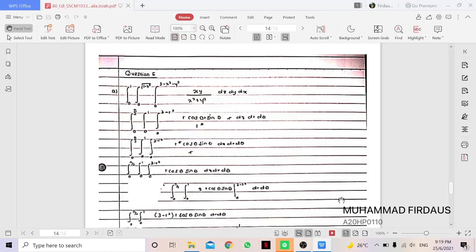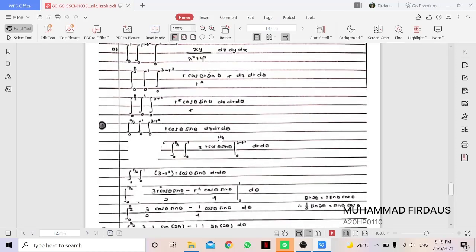For the third, 1 equal to x squared, we change to 1, and the 1 we change to pi over 2. First, we can cancel the r, which is 2r, we can cancel from above and the bottom, and we get r cos theta sin theta.